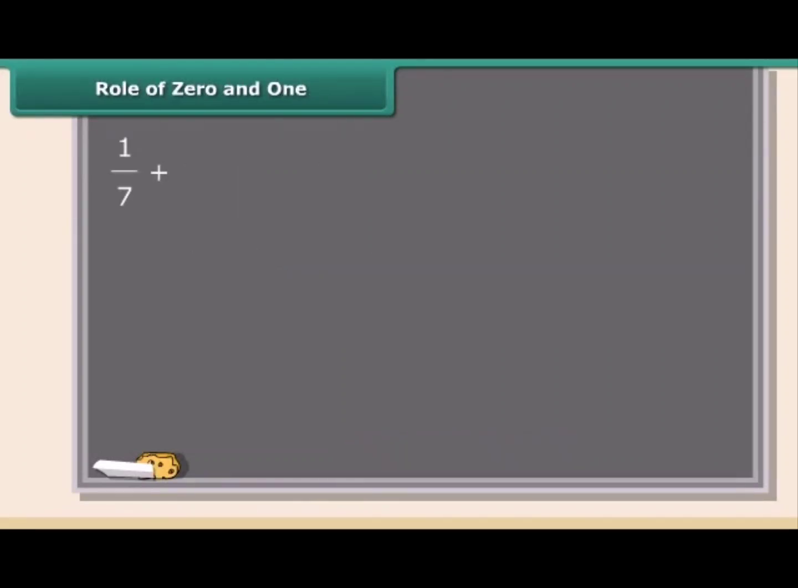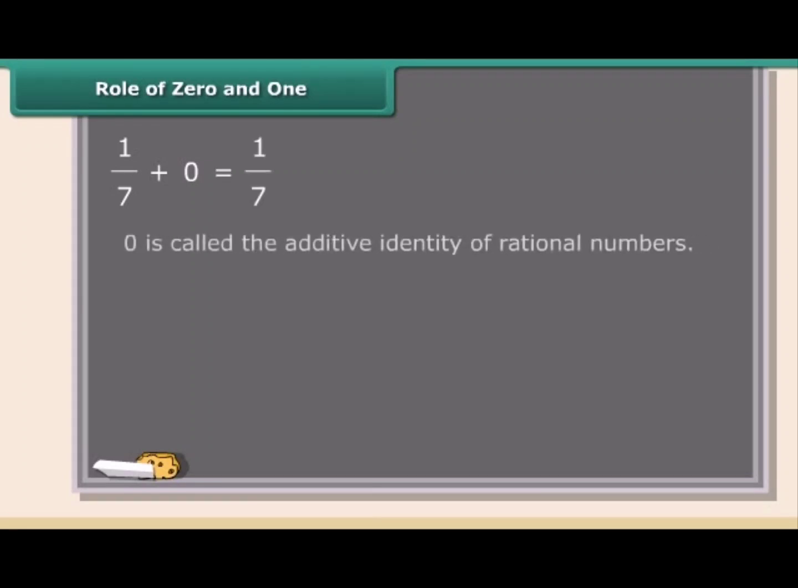Here we have added a 0 to a rational number. What did you notice? When we add 0 to a rational number, the sum is always again the same rational number. For this reason, 0 is called the additive identity of rational numbers.